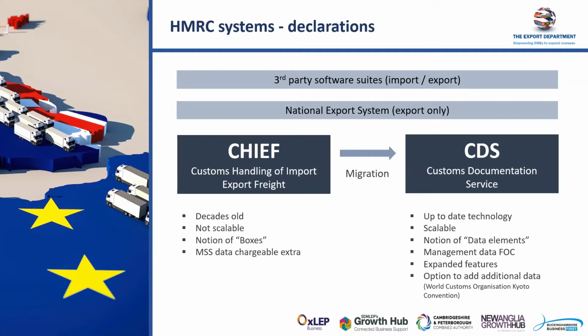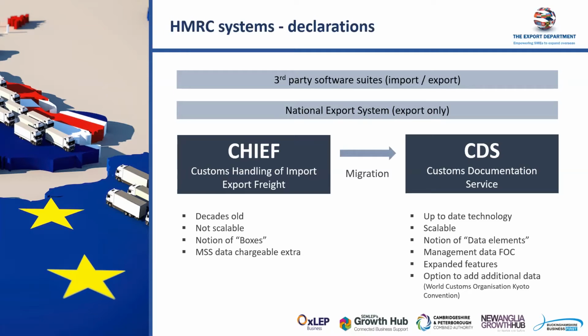When I've shown you the C88 before, which is based on the fields within CHIEF, you'll notice that I refer to boxes, and those boxes are numbered. With CDS, the notion of boxes disappears and is replaced by data elements. As importers and exporters, we're not required to give any additional information. It's more where that information goes. So CDS takes the data that would have gone in a box within the CHIEF system and breaks it into different data elements. Now, what does this mean for you if you're filing your own declarations?